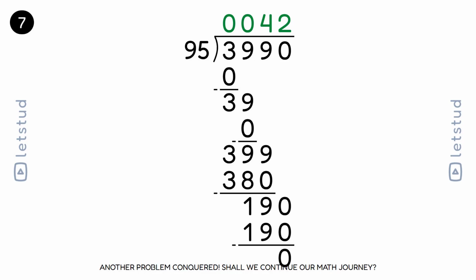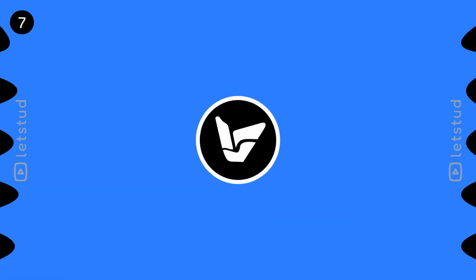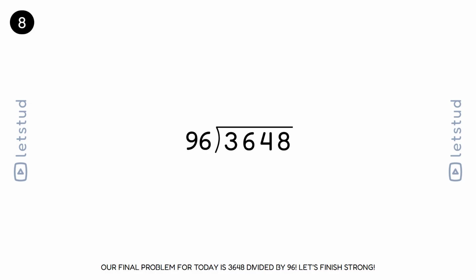Another problem conquered. Shall we continue our math journey? You did it. 3990 divided by 95 is 42. You're a math whiz. Let's keep the math adventure rolling. Our final problem for today is 3648 divided by 96. Let's finish strong. We start with the first digit 3.